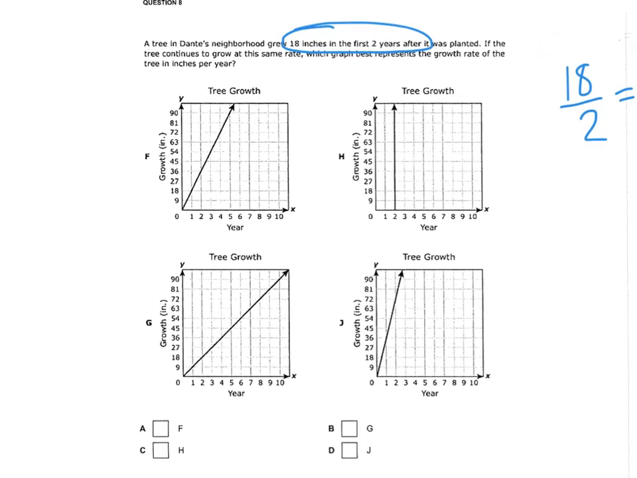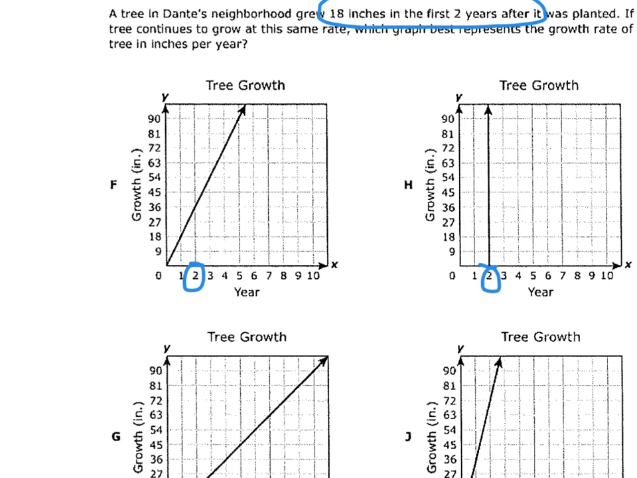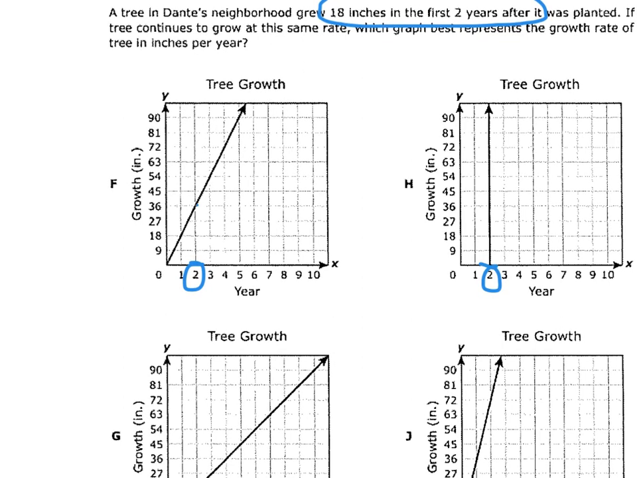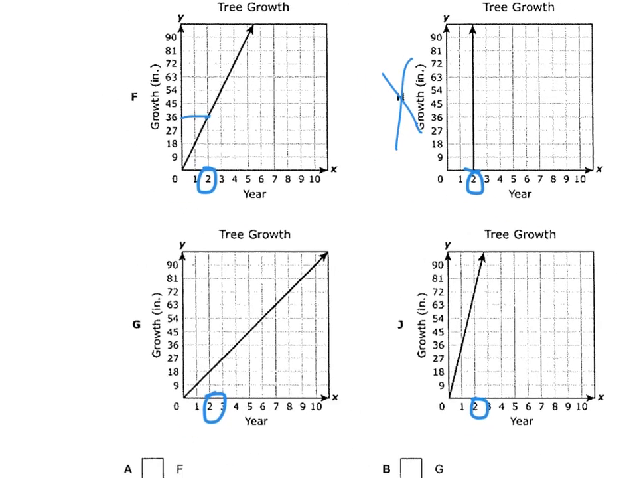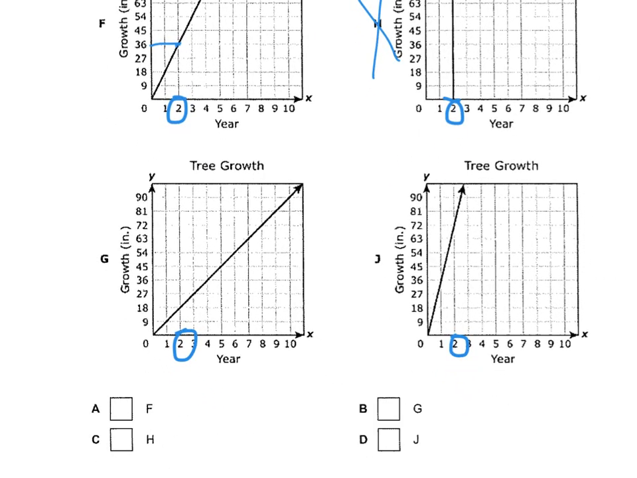Or on these, they have year 2. So really, if we just look at year 2, then we need to see where it crosses at 18. So F, our line, crosses at 36. H is out. That's no slope. G crosses at 18, and then J crosses at 72.